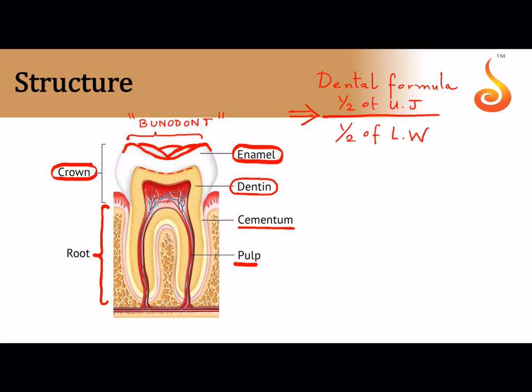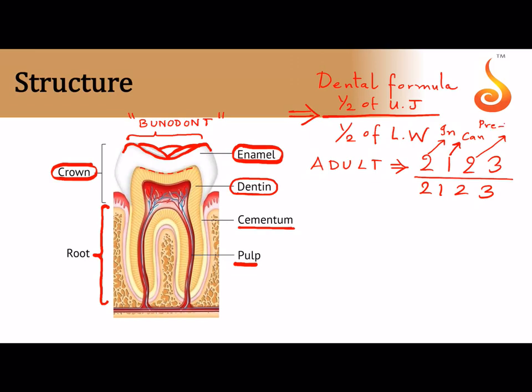Now, how many teeth do you find in the adult set? If you were to write the dental formula of the adult set, then it would be 2 1 2 3 divided by 2 1 2 3. That is, in upper half of the upper jaw, I will have two incisors, I will have one canine, I will have two premolars, and I will have 3 molars. Okay, similarly in one half, remember I'm not considering the whole upper jaw and the whole lower jaw. It is half of the upper jaw and half of the lower jaw.